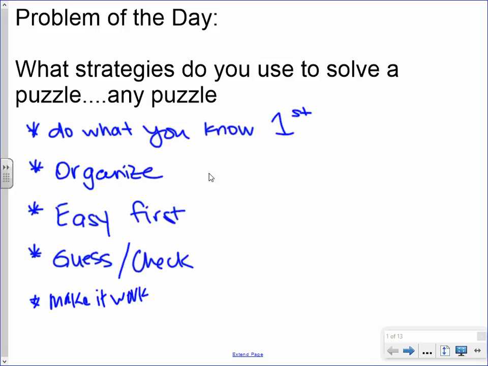Okay, you guys took me very literal with the puzzle thing. I'm not necessarily talking about a jigsaw puzzle. This is true, I did say any puzzle. Okay? But you have lots of problem solving strategies that you have talked about since you were a wee child, right? You guys have talked about problem solving forever.